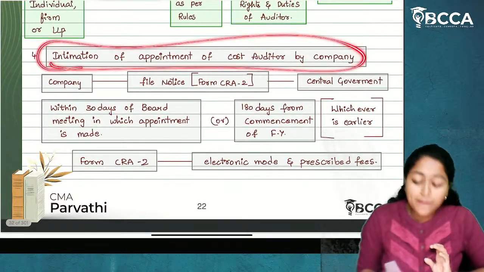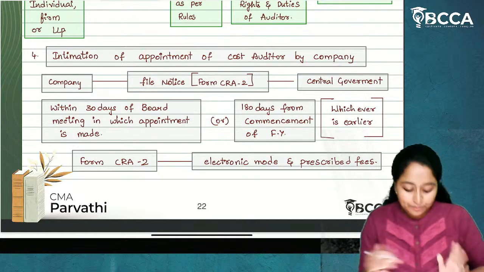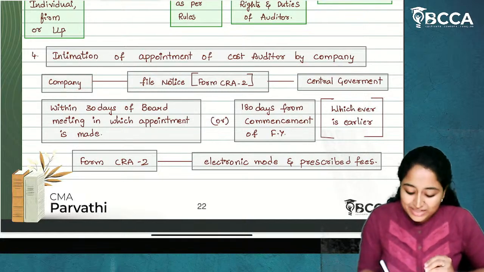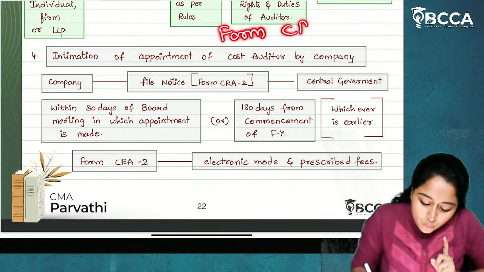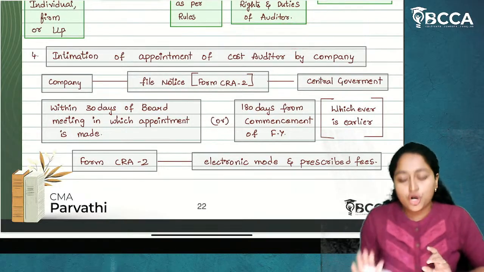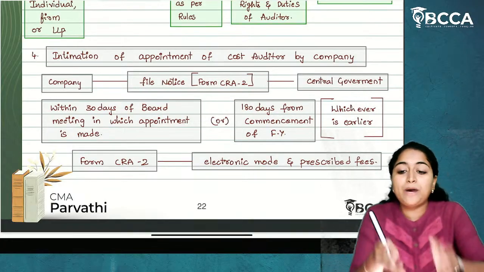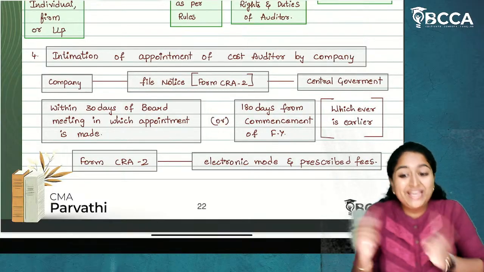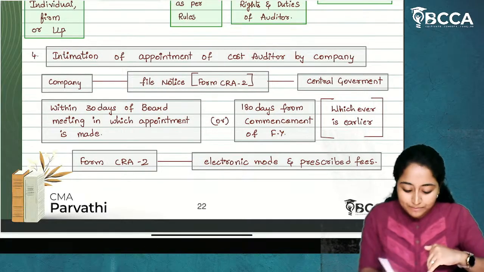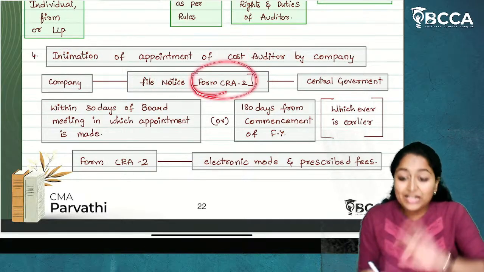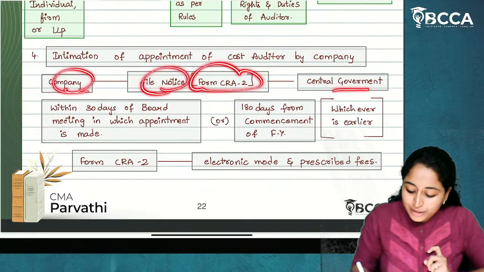And then after appointment, intimation of appointment of the cost auditor by the company. The company shall file a notice in form CRA2. We have seen that form CRA1 is about maintenance of cost records. Now, what is form CRA2? The company giving intimation about the appointment of the cost auditor to the central government. Intimation of appointment of the cost auditor by the company to the central government will be done in form CRA2.